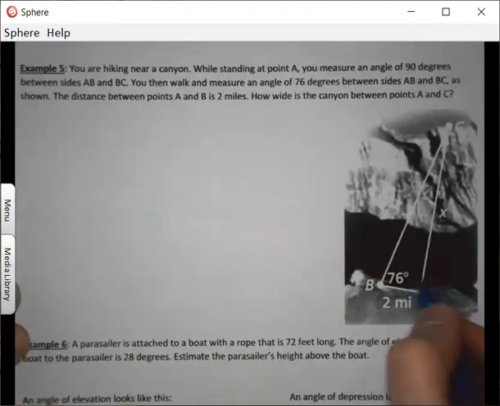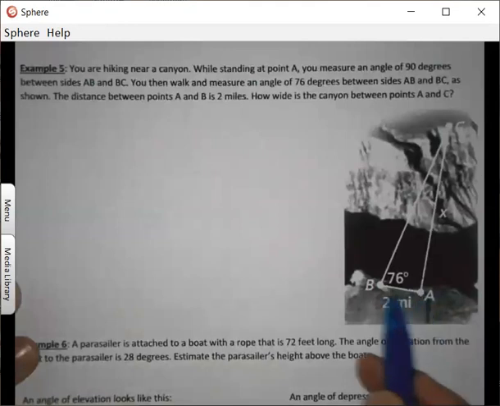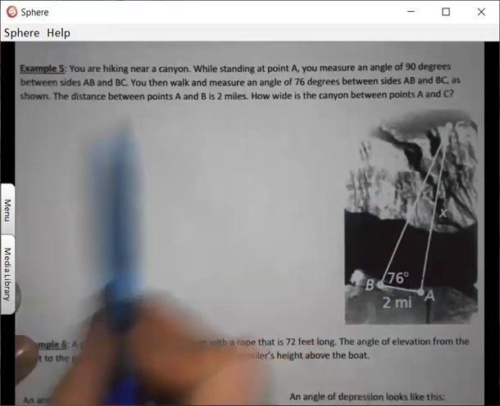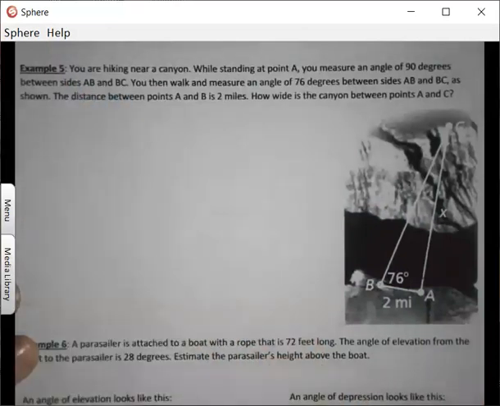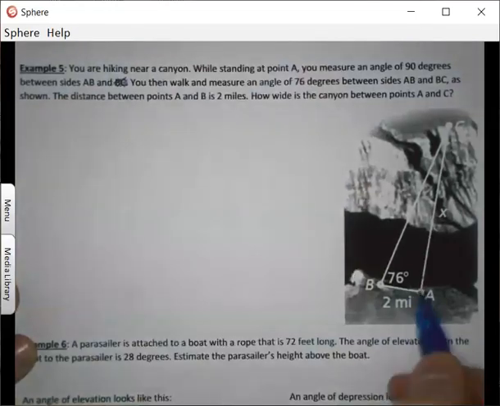Suddenly realized I probably shouldn't have filled that in. Now it's just harder to see. You measure an angle of 90 degrees between sides AB and... so that looks like a typo. So it should be 90 degrees between AB and AC.